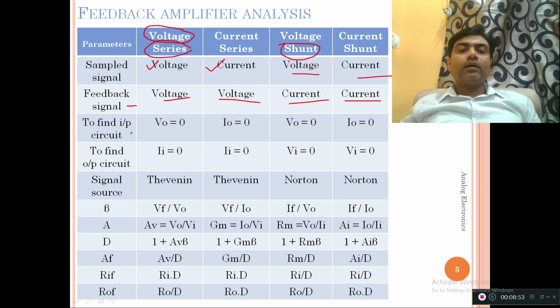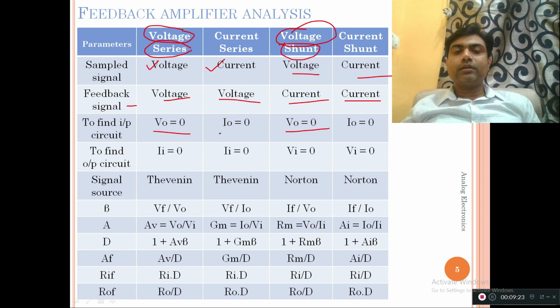Okay. Now in the previous slide, we have seen how we can find the input and output circuitry. So if it is voltage sampling and I have to find the input circuitry, I have to make Vo equal to 0. Here you can also say if it is voltage sampling, and I am interested in finding the input circuitry, then I have to make the output voltage equal to 0. Similarly, if it is not voltage sampling, if it is current sampling, then I have to make the output current equal to 0.